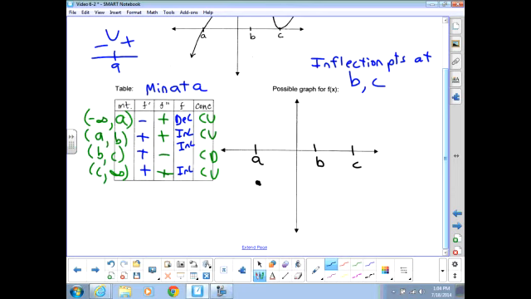Now, because we're increasing the whole rest of the graph from a all the way to the right, wherever we pick our inflection point for b, say it's here, we need to make sure we pick our inflection point for c somewhere higher than it, because it's increasing the whole way after a.